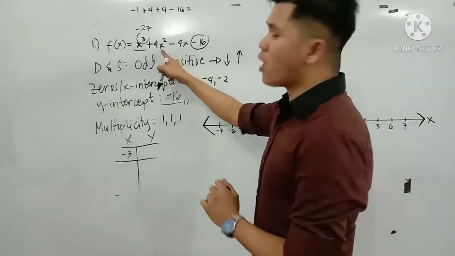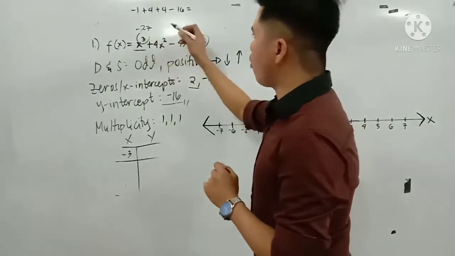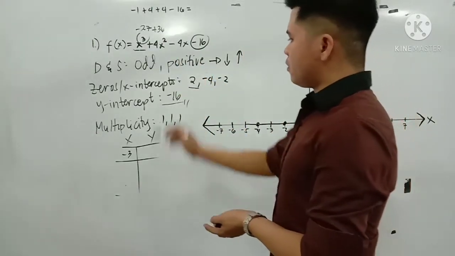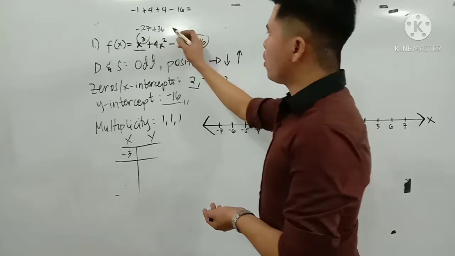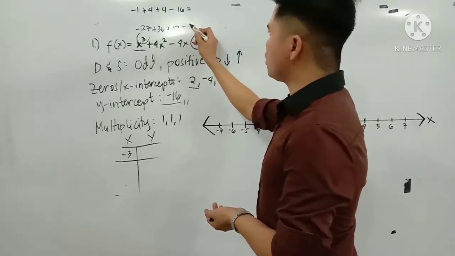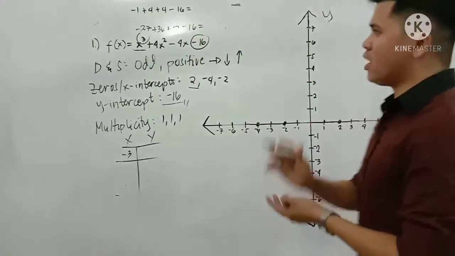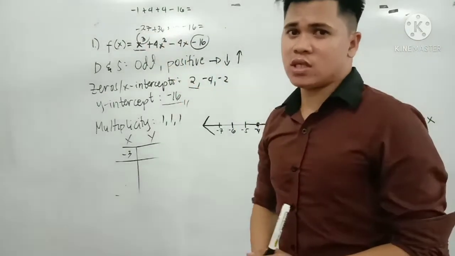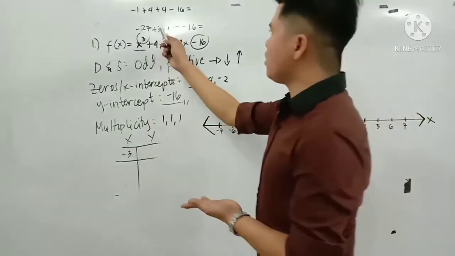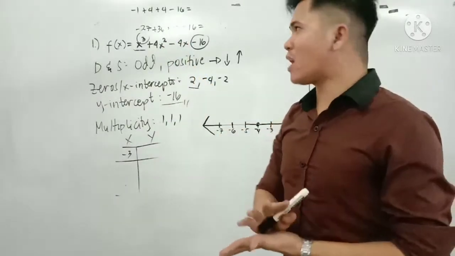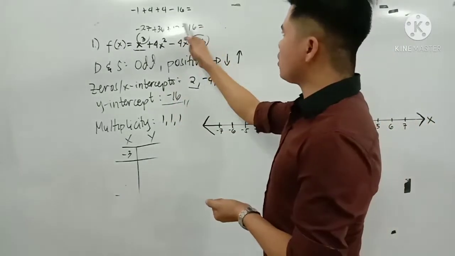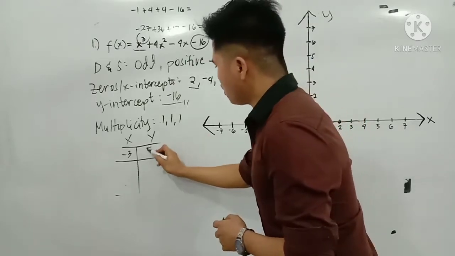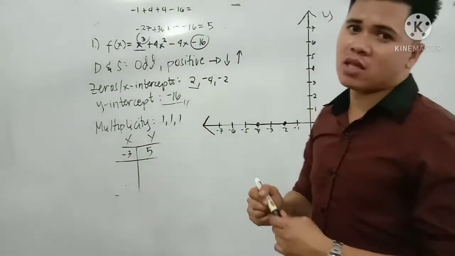Then negative 3 squared is positive 9 times 4 will give us positive 36. Then negative 3 times negative 4 will give us positive 12. Then copy the constants, negative 16. Then evaluate. Negative 27 plus 36 is positive 9. Positive 9 plus 12 is positive 21. Positive 21 minus 16 is positive 5. So, if x is negative 3, our y is positive 5.